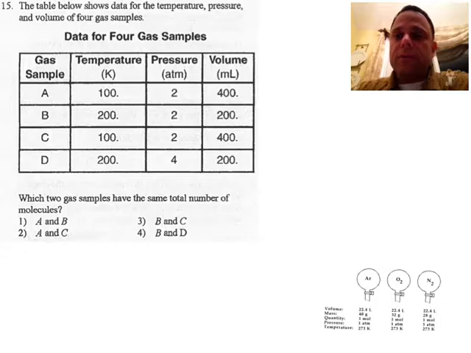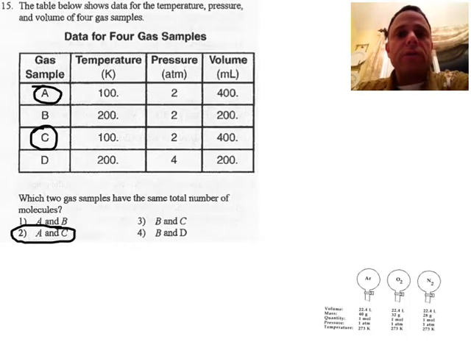Same temperature. We've got 100s and 200s. Let's look along this line. Temperature 100, pressure 2. Temperature 100, pressure 2. Volume 400, volume 400. Looks good. What about this? Temperature 200, temperature 200, pressure 2, pressure 4. That just destroys it right then and there. We are looking for choice A, and C will be the same. That brings us to choice 2.